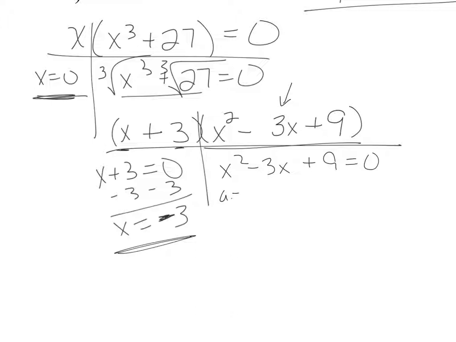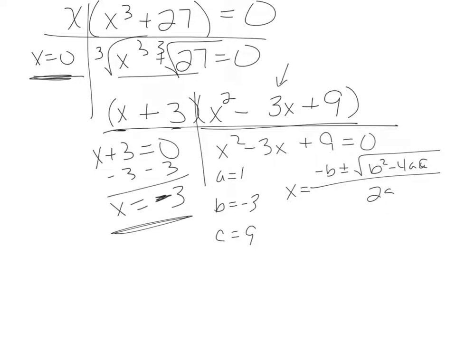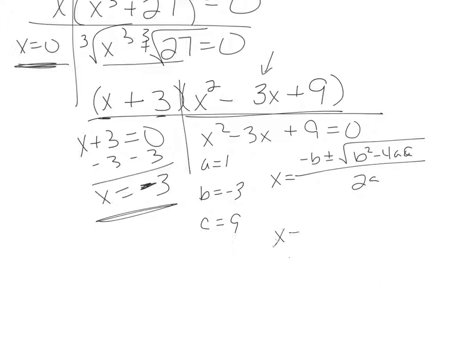So quadratic formula, a equals 1, b is negative 3, c is 9. Put it in: x equals negative b plus or minus the square root of b squared minus 4ac, all over 2a. That's right. Let's sing a song. All right, we plug it in. x equals, remember this is a negative 3, and a negative of a negative 3 is a positive 3, plus or minus the square root of b squared, put the parentheses, minus 4ac, all over 2a.